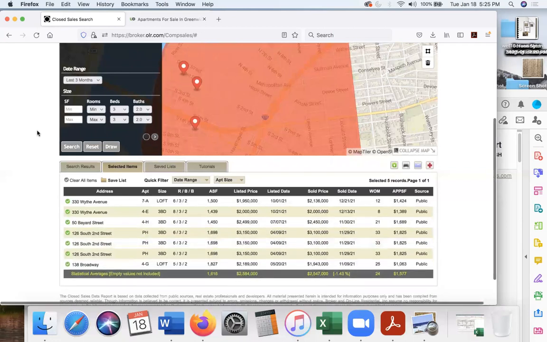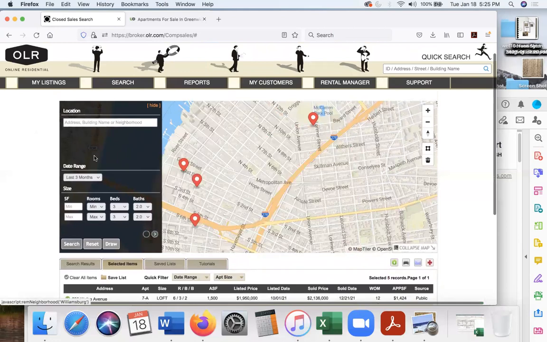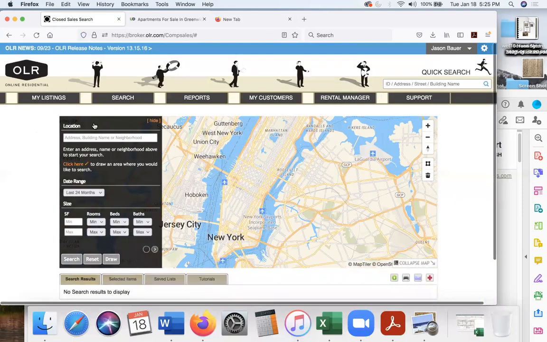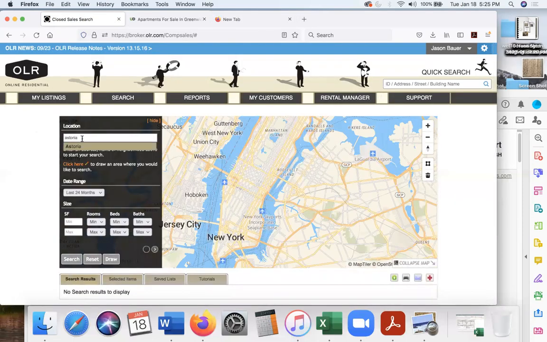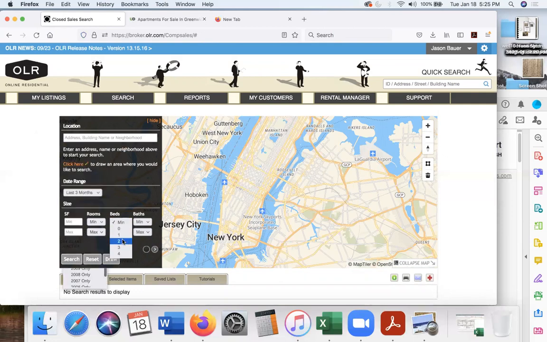This also works in Queens. Let's say you're looking in, I'm going to X out of this. I'm just going to reset this because let's say we want to look in Astoria, right? For the same thing, last 3 months, let's say 2-bedroom or 3-bedroom, 2 baths that closed. We just want the 3 bedrooms for now. Again, you can make this a bigger range. You can search for other things.